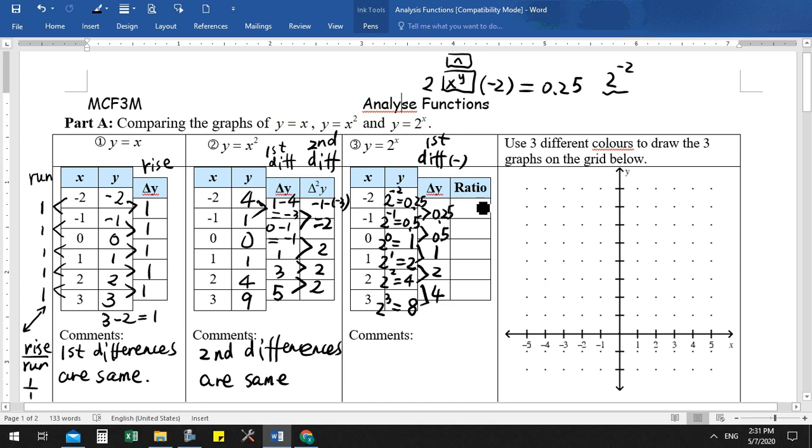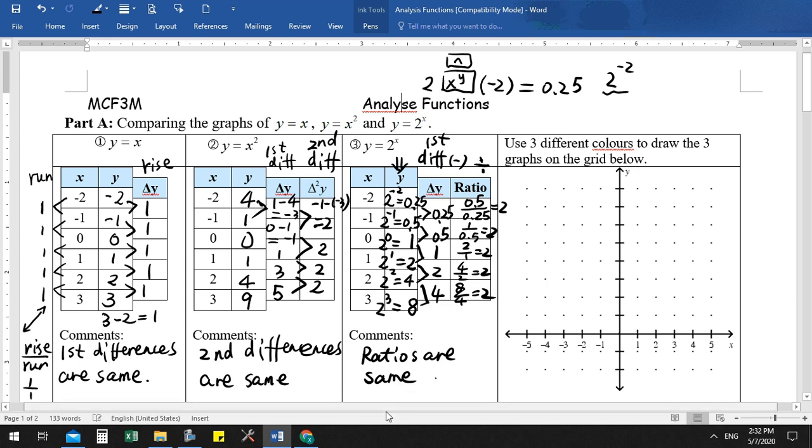Now we are going to see the ratio. Ratio means divide, the quotient, division, okay? So we are going to focus on the y value, then we do the division. 0.5 divided by 0.25, the bottom y value divided by the top y value, gives you 2. 1 divided by 0.5 gives you 2. 2 divided by 1 gives you 2. 4 divided by 2 gives you 2. 8 divided by 4 gives you 2. So you will see the ratios are the same. So for an exponential function, the property is that the ratios are the same.